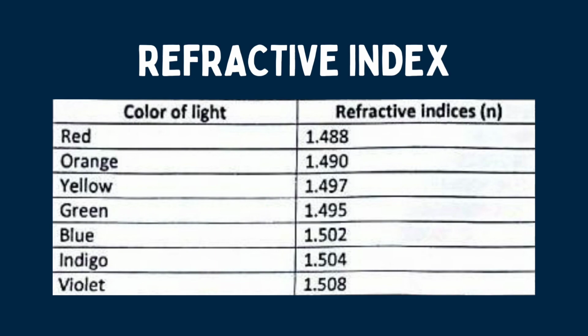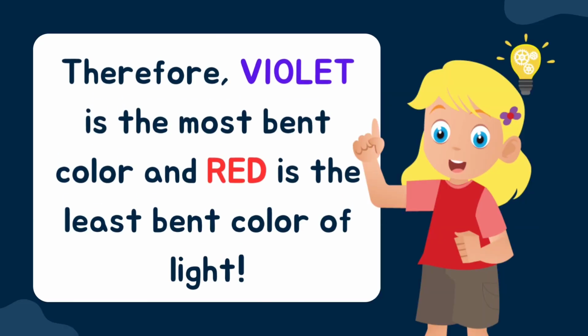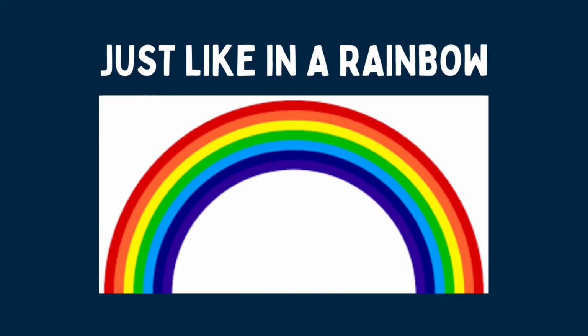Since violet has the highest refractive index, therefore violet is the most bent color and red is the least bent color of light. Just like what you can see in a rainbow, red is the least bent and violet is the most bent color.